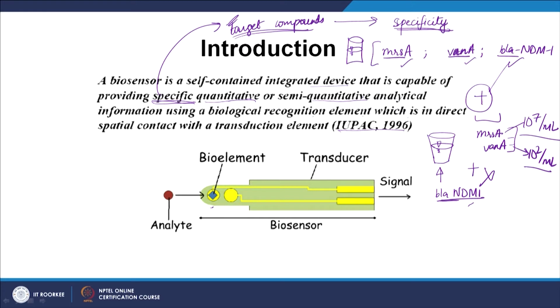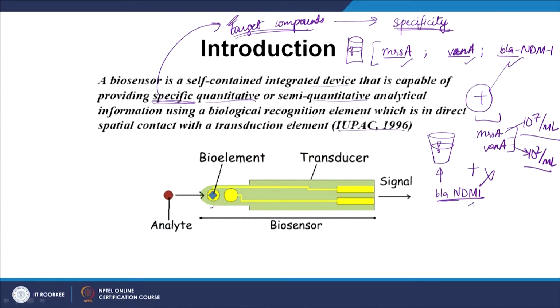Now what is semi-quantitative? Let us try to understand that. In semi-quantitative, my sensor may not be able to tell me the exact value of how many MRSA gene copies and how many VanA gene copies are present per ml, but it might give me an idea, such as the ratio of MRSA gene copies to 16S rRNA gene copies. This is semi-quantitative, giving me relative abundance, or an estimate of which is more, MRSA or 16S rRNA. Well, let us take another example.